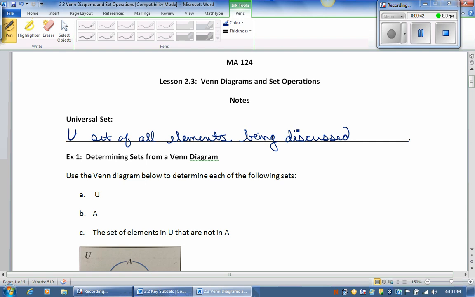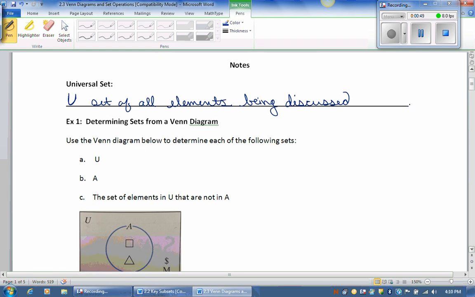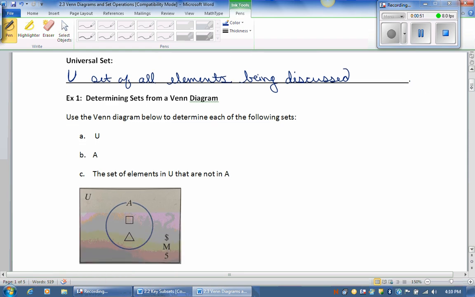All right, so we're going to have to be able to determine sets from a Venn diagram. Now, Venn diagrams, you guys have seen before. You did them in algebra, so this isn't new. So it's just a little bit of review. Okay, so we're going to use the Venn diagram below to determine each of the following sets. So the first one is that U, right? U stands for your universal set. So I need to know what are all of the elements that we've been talking about within this set. Okay, so we're going to actually list out those elements.